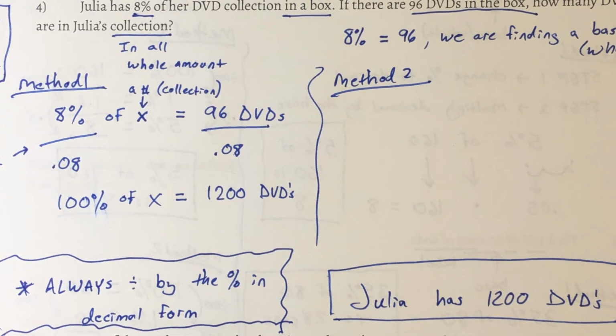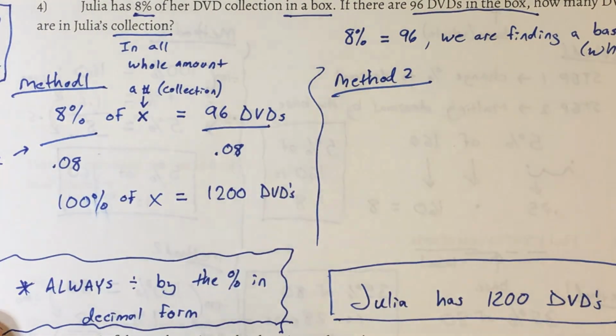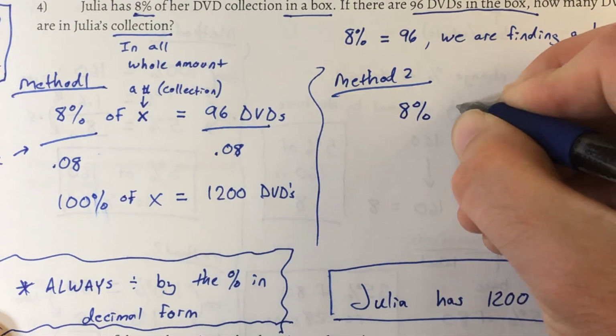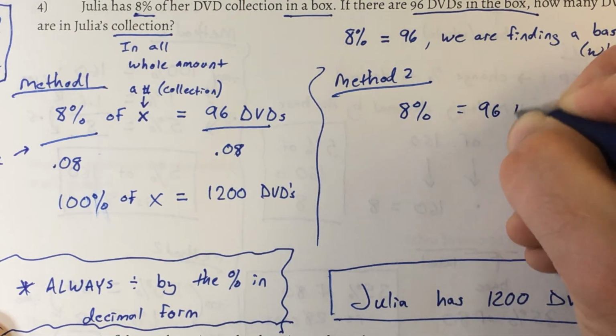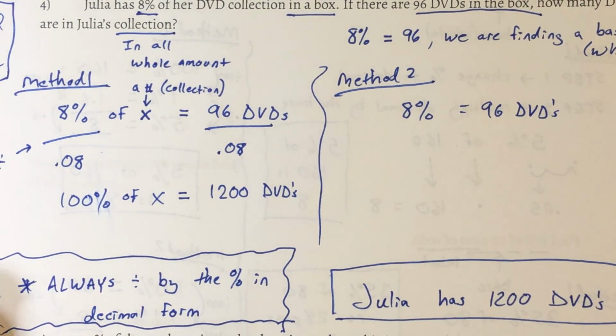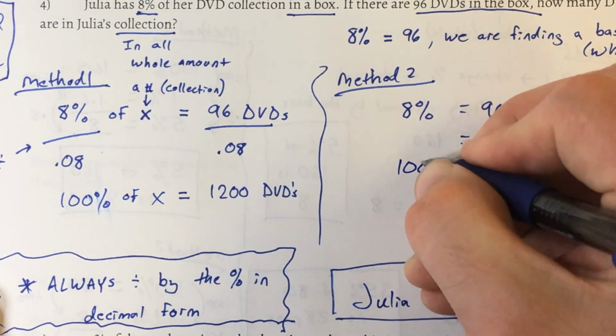We're going to use ratio reasoning. So think, what equals what? 8% equals 96. So that's where we're going to start. 8% equals 96 DVDs. Now this is the opposite. We're wanting a base. What does that mean? That means we want to know 100%.